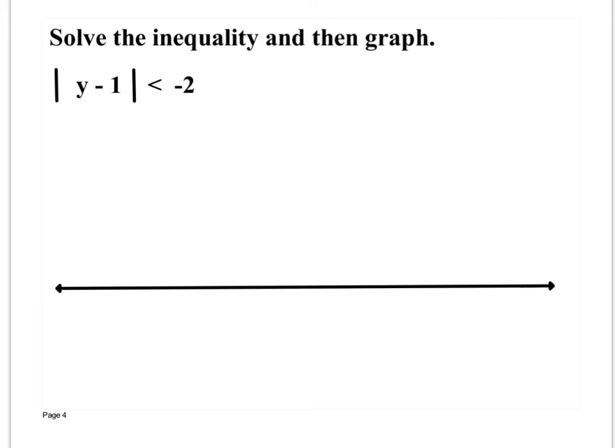You're given this. Solve the inequality and then graph. The absolute value of y minus 1 is less than -2. What it's saying is the distance y minus 1 is from 0 is less than -2. However, we know distance cannot be negative. So this is impossible. You can't do this. All right? So there's no solution. We would say this is an empty set, because this cannot be fulfilled. We cannot figure out what y is.